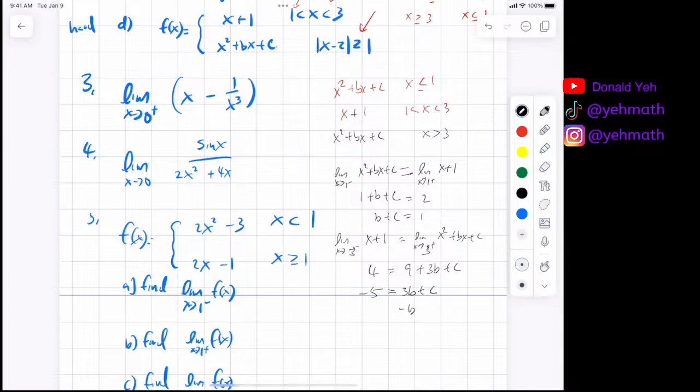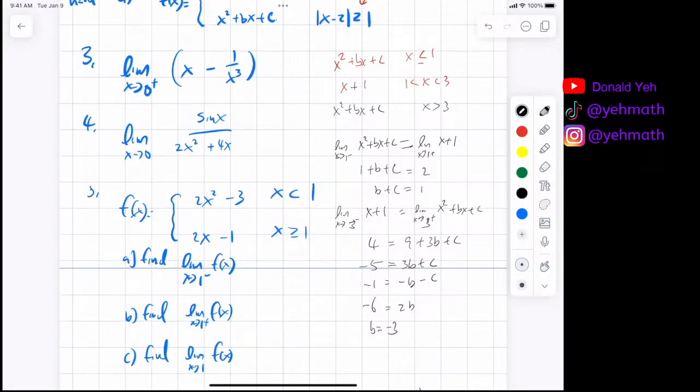I'm changing this to negative b, negative c equal to negative 1. So that's 2b is equal to negative 6. b is equal to negative 3. Am I doing okay? And then negative 3 plus c is equal to 1, so c is equal to 4. Okay. Yeah, this is also beautiful when you plug into Desmos.